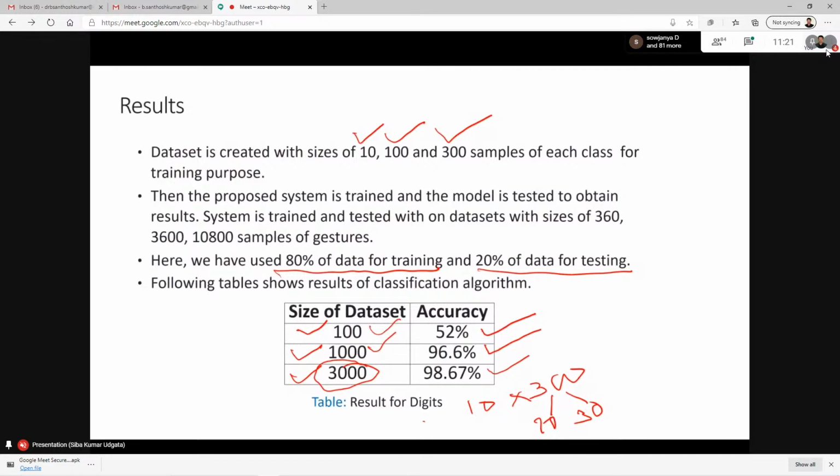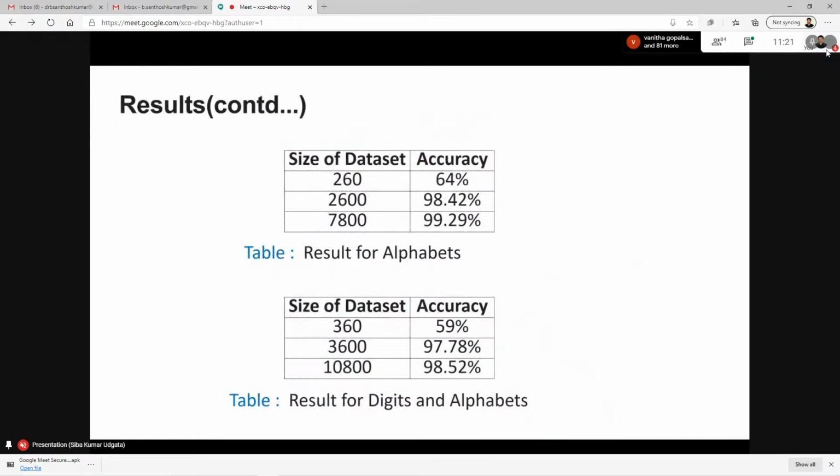So that's what I said in one of the slides, that if more data is available, your accuracy increases. Now, what about alphabets? There are 26 alphabets, each alphabet 10 samples, so 260. But the accuracy is only 64%. If I make each alphabet 100 samples, the accuracy is 98.42%. With 26 alphabets times 300, that is 7,800 samples, and the accuracy is 99.29%.